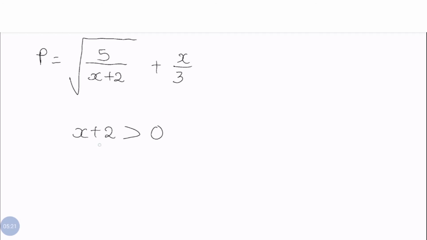Therefore, we take the 2 from the left hand side to the right hand side by subtracting 2 here as well. So whatever you do on the left hand side, you have to do it on the right hand side. Therefore, we are left with x should be greater than negative 2. So all the values of x should be greater than negative 2, so that p will be a real number.